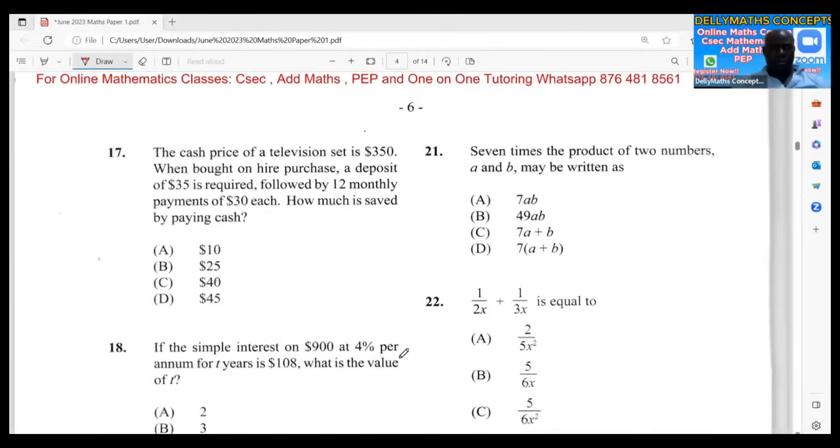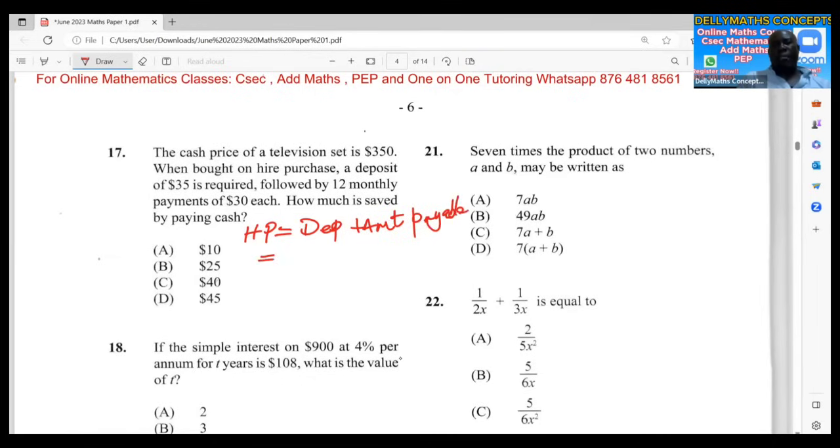Number 17. The cash price of a television set is $350. When bought on hire purchase, a deposit of $35 is required, followed by 12 monthly installments of $30. How much is saved by buying cash? What is hire purchase? Hire purchase is simply making a deposit plus the amount payable, right? So the amount payable would be that amount that you would have paid back over time.